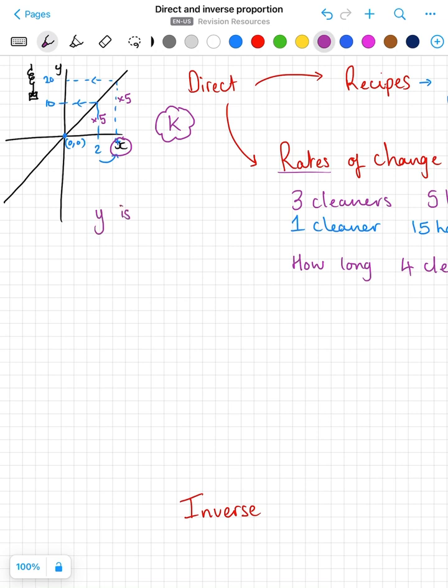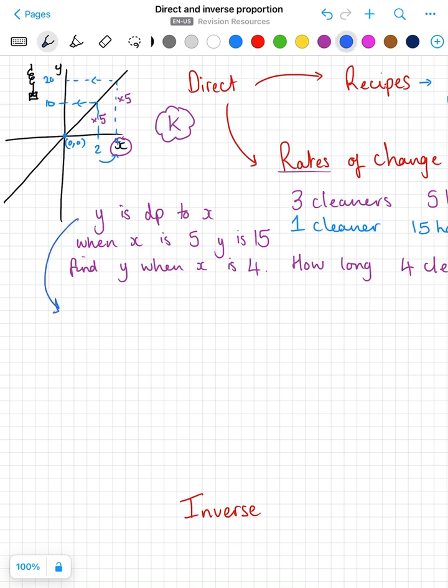So y is directly proportional to x. When x is 5, y is 15. Find y when x is 4. So this will be the style question that we would see. Y is directly proportional to x. So first we make our equation. Y is equal to k times x, just like we figured out here. The value of y was 5x. So we've got to find our special k.